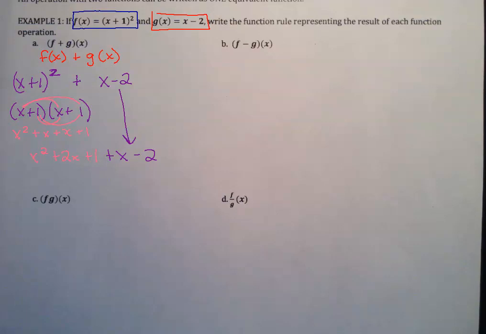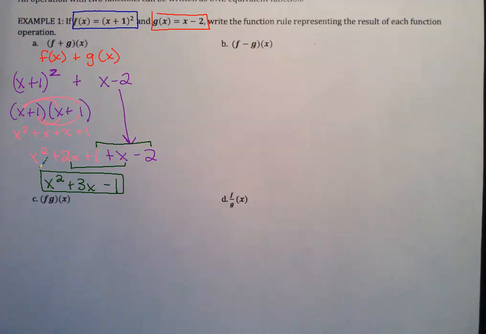Now, do we have any like terms that we can combine? Yes, we do. Add the x and then subtract the 2. So the 2x and the x will go together. So I'm going to have x squared. What's 2x plus x? Plus 3x. And then minus 1, because I can combine the positive 1 and the negative 2. All right, so this is my new function rule. Might call it a composite even.